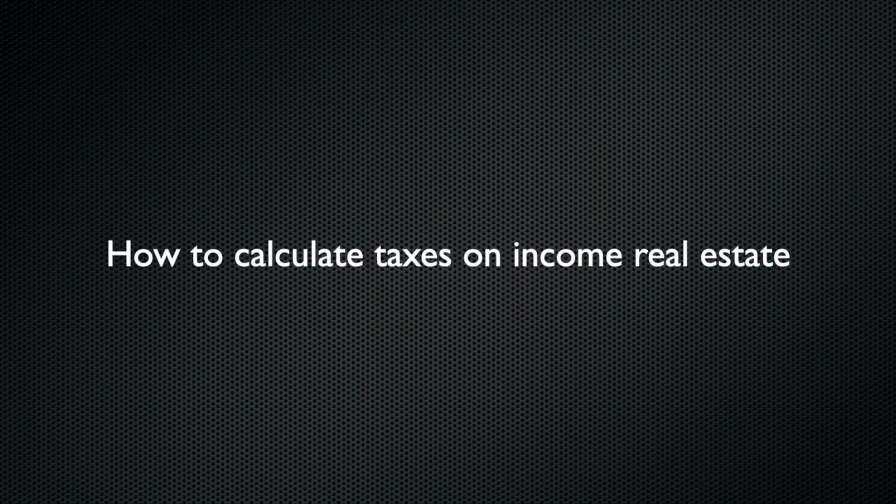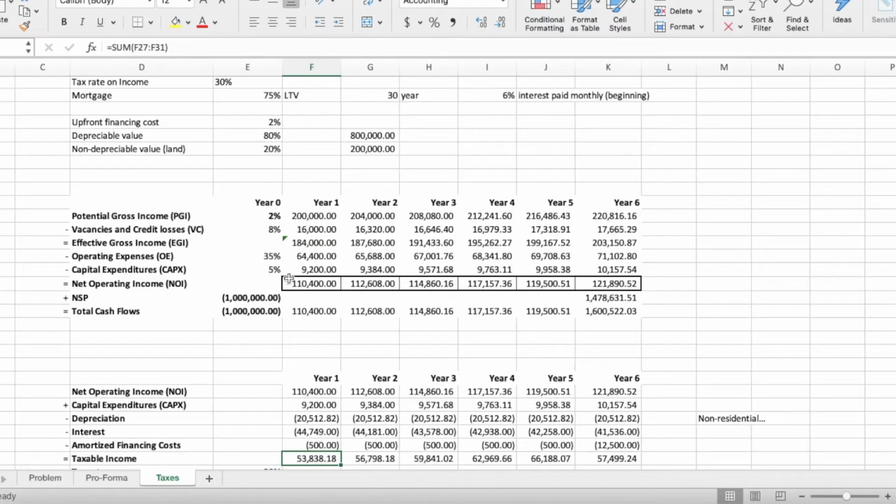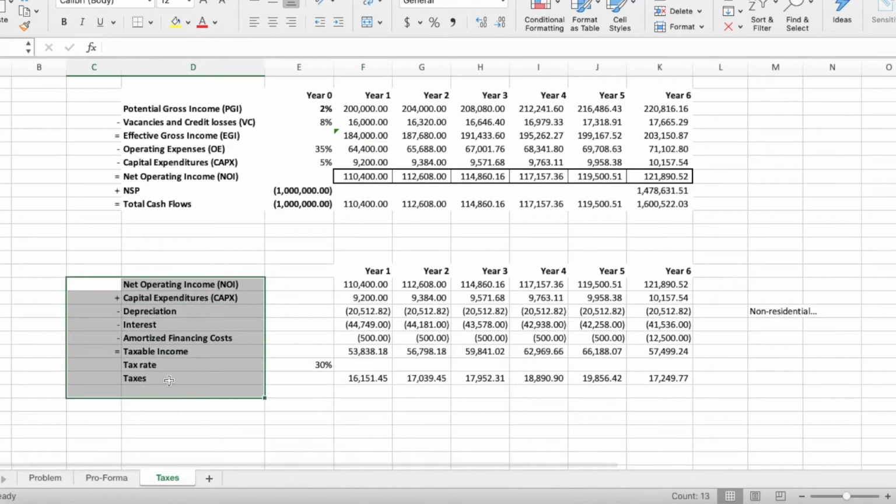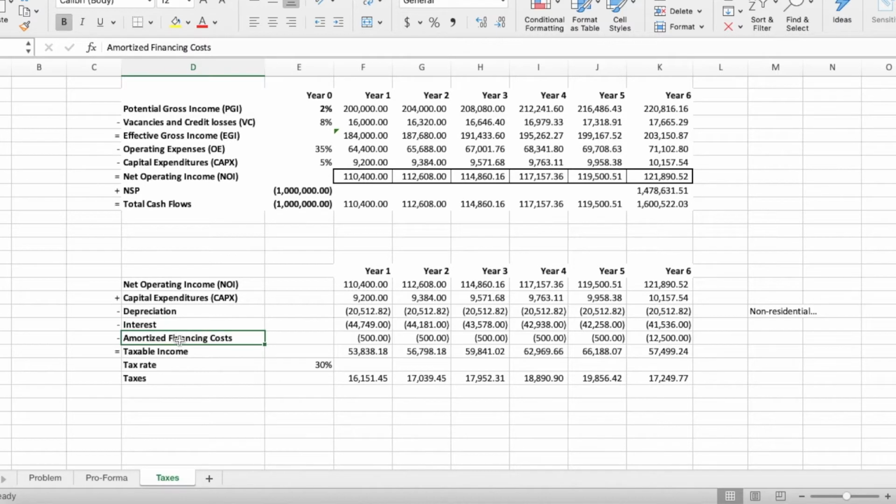Today, we will be looking at how to calculate taxes on an income real estate property. Let's finagle this bagel. So once you have calculated your NOI, which is the net operating income after having removed all expenses, we will need to bring it back to the taxable income amount. To do so, the formula is taking the NOI, adding the capital expenditures, then we minus depreciation, minus interest, and finally, minus amortized financing costs.